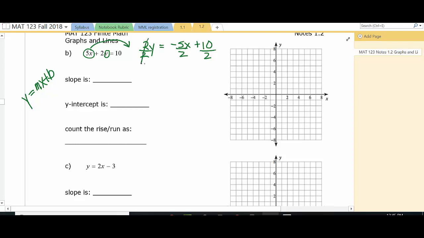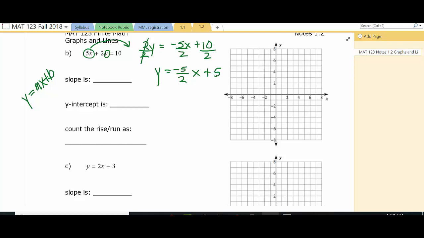So that's going to cancel that out, leaving you y. Leave the negative 5/2, that's the slope, that's what we want. And then 10 over 2 is going to be plus 5. So if you're not solved for y like it was on the last problem, do that. All right, tell me what the slope is. Negative 5/2. What's the y-intercept? 5.